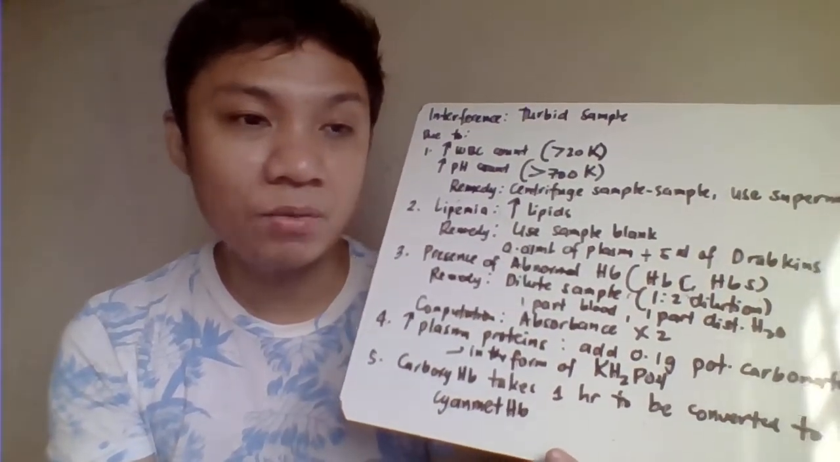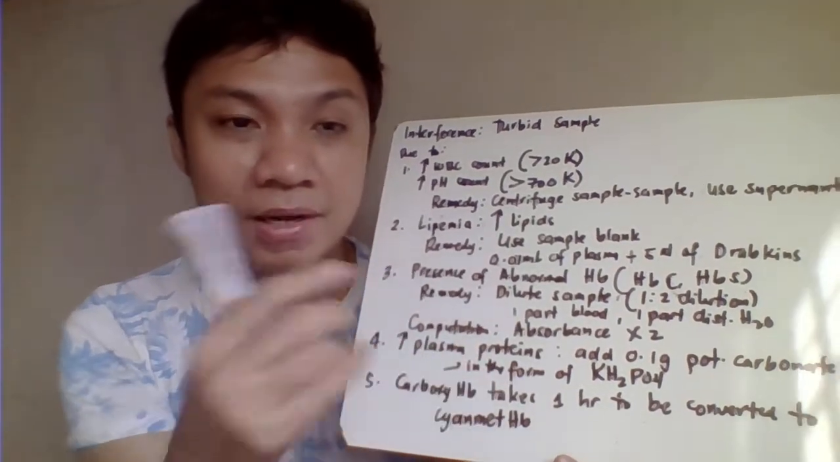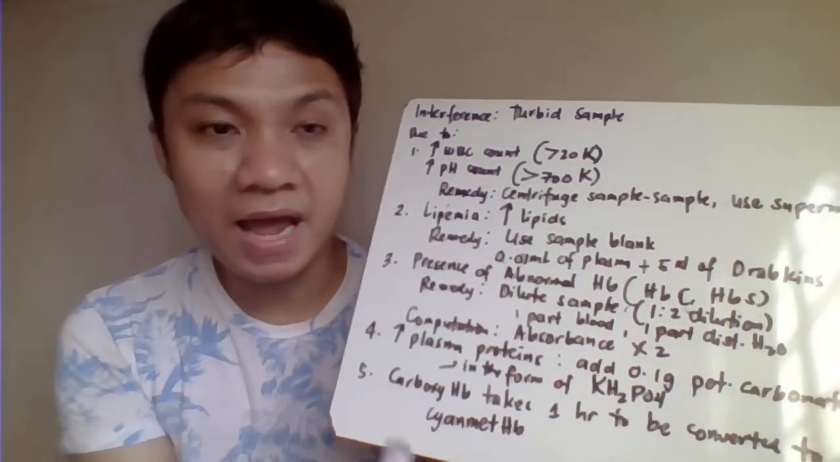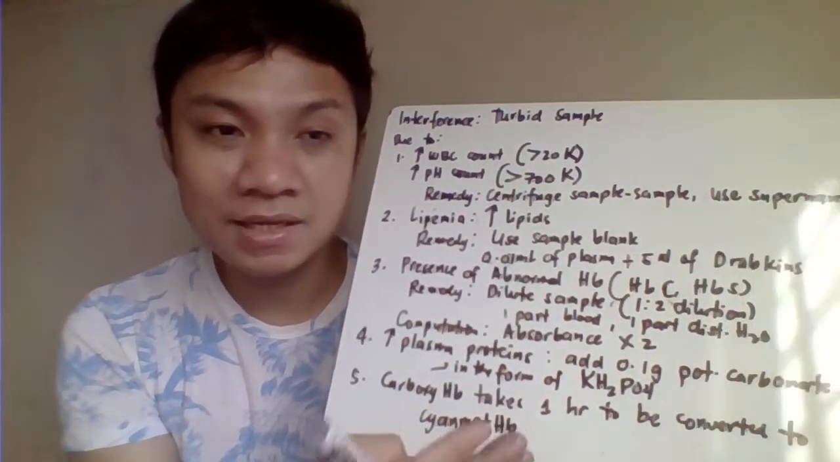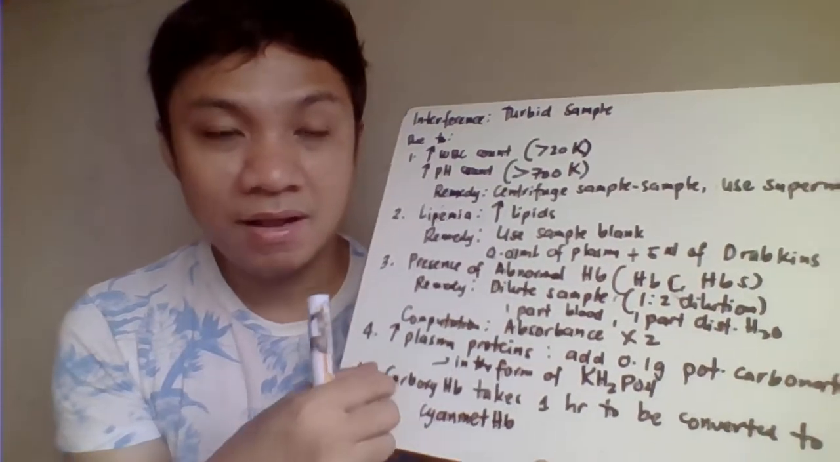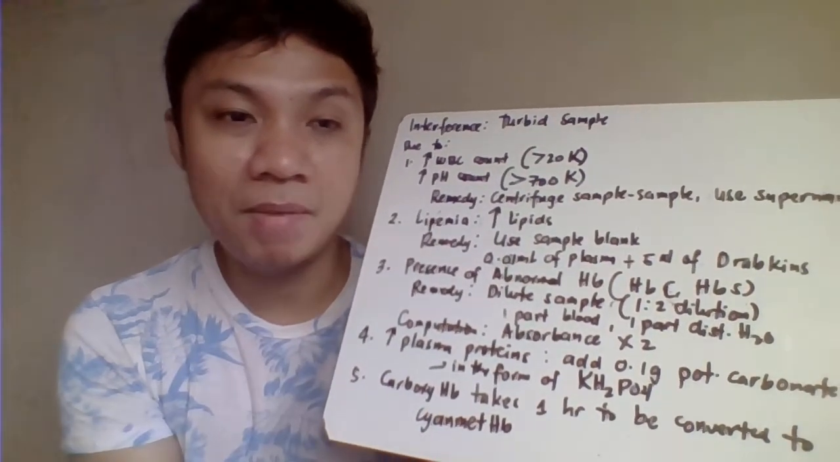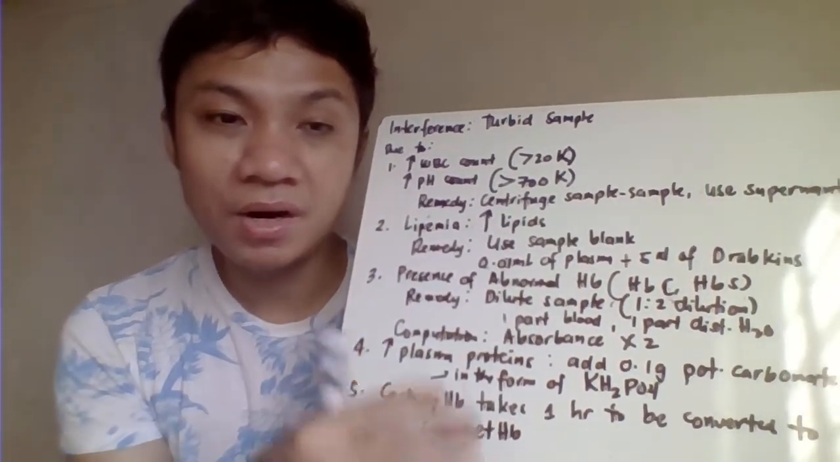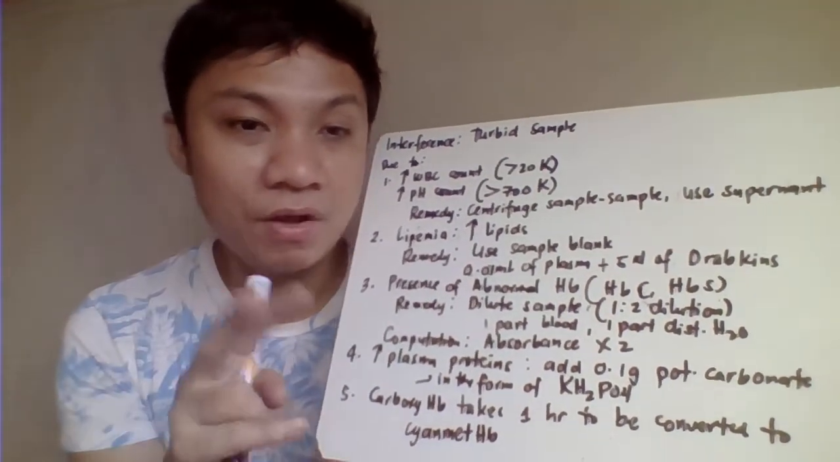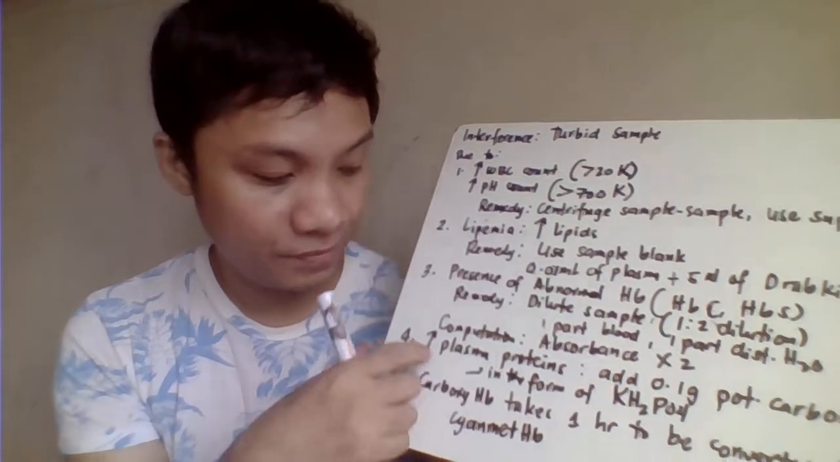Okay, then after that, pag na-dilute mo na siya, get 20 microliters of your diluted sample, then you add 5 ml of your Drabkin's reagent. Then after that, you read under the spectrophotometer. And whatever your result or reading, you multiply the result by 2 because you have diluted your blood sample.